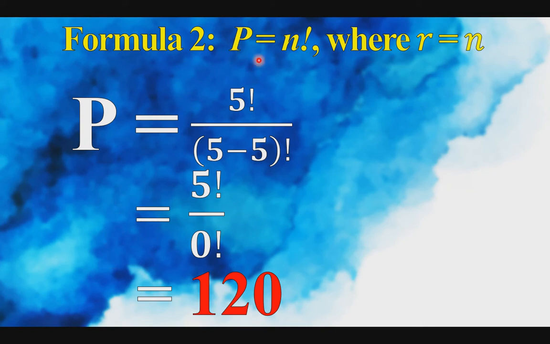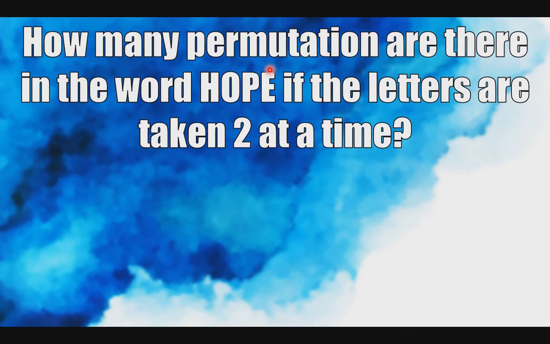Again, ito po yung formula na gagamitin natin, ha? So, kung anong value ng n, if factorial lang, kunin lang natin yung factorial value niya. So, next. How many permutations are there in the word hope if the letters are taken 2 at a time? So, ilan ba ang letters meron ng hope natin? 1, 2, 3, 4. So, taken 2 at a time. So, ang R natin is 2 at ang ating N is 4.